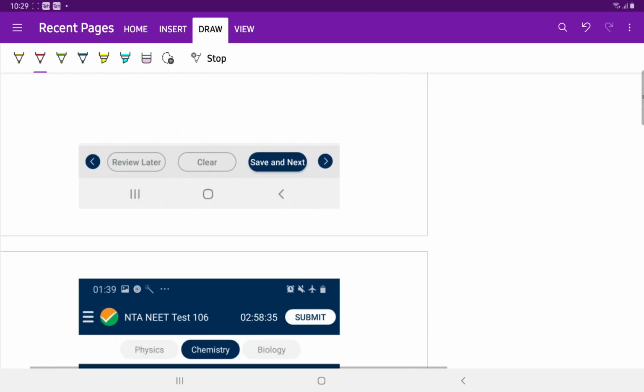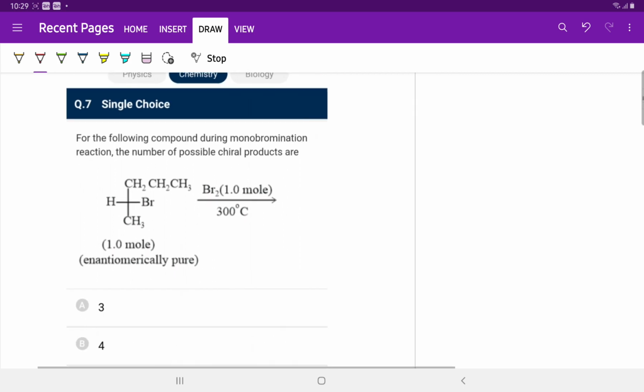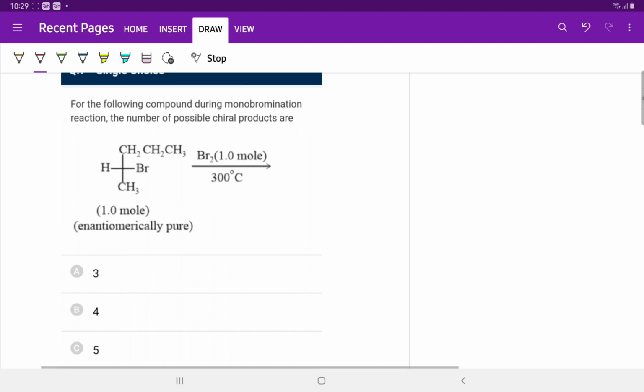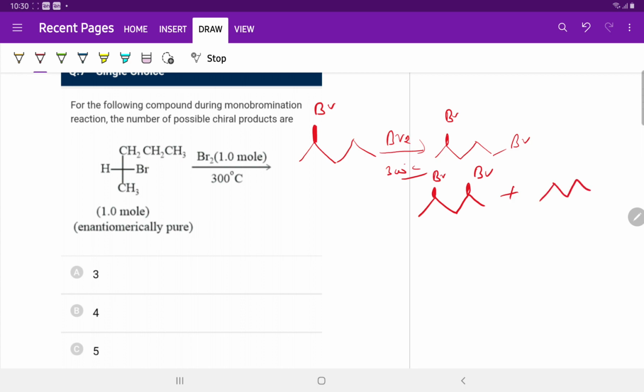For question number 7, for the following compound during monobromination, the number of possible chiral products is... okay, we have bromination of 2-bromopentane at 300 degrees Celsius. The first product is this, and the second product is this one plus this one.